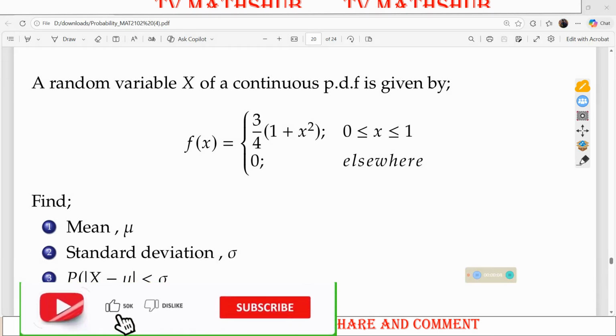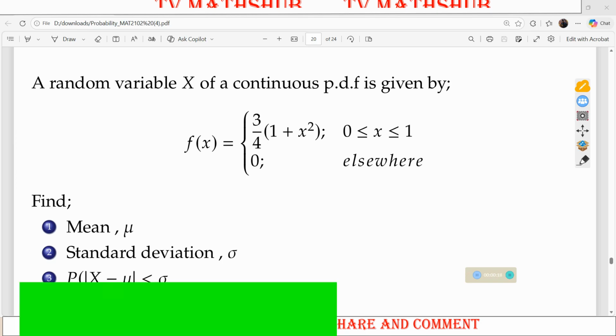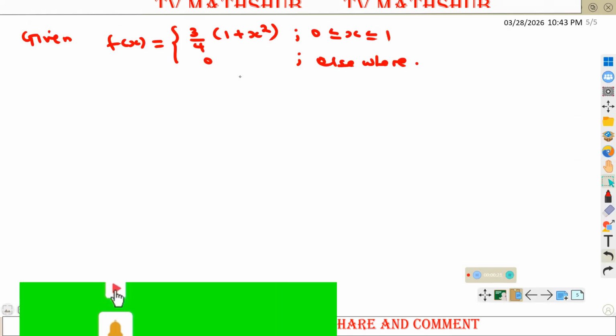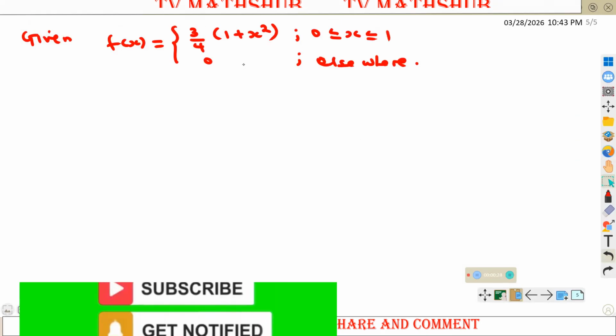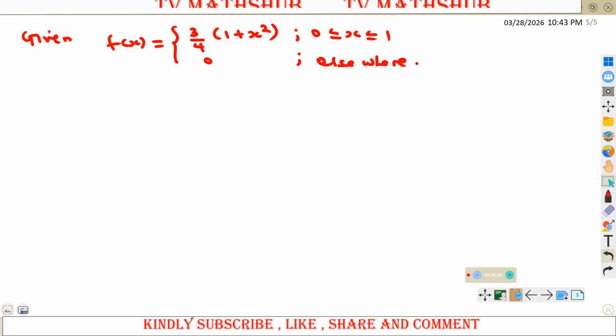Let us now look at example number 2, which says a random variable x of a continuous PDF is given by, so we have our f of x, which is equal to this, and we need to find mean, standard deviation, and this probability. So let us look at the solution. So we are given f of x as 3 over 4 into 1 plus x squared, and we are given that x takes on all the values from 0 up to 1, and also we are given that f of x is 0 elsewhere. So we need to find mean, and we have already seen how we can get mean.